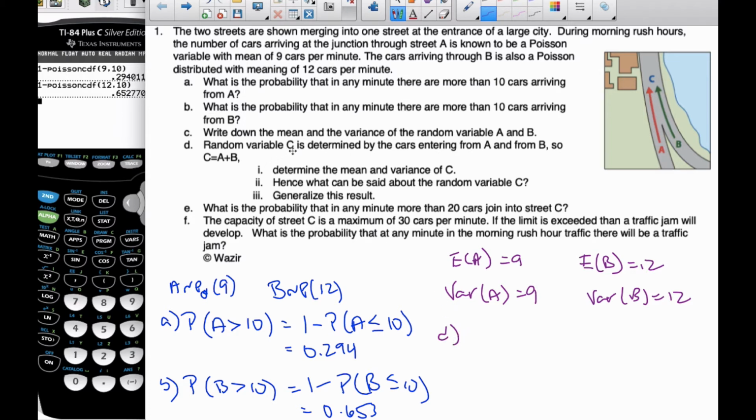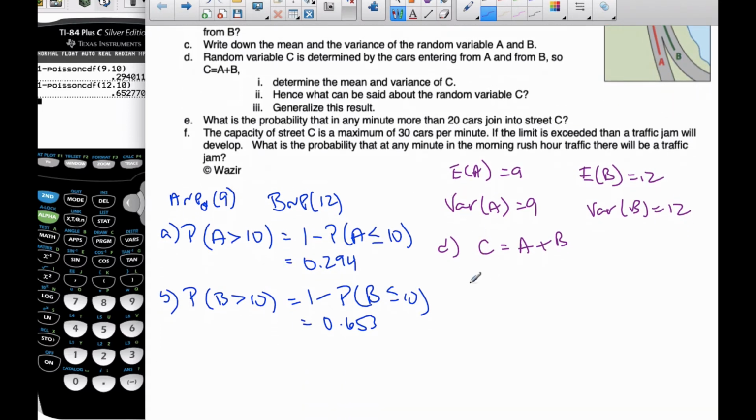Okay, so part D now says, consider that C is determined by the cars entering from A and B. So here's C, A and B, they're coming into my intersection, and so C is equal to A plus B. I want to determine the mean and variance of C. Well, we remember, the expected value of C is going to be the same as the expected value of A plus B. So I get the expected value of A plus the expected value of B by our random variable algebra, and so it ends up being 9 plus 12, which is 21.